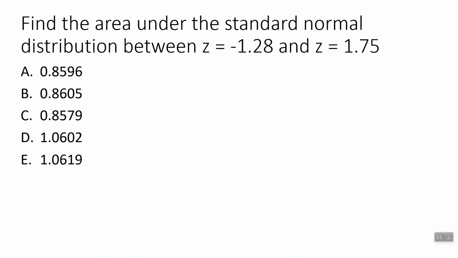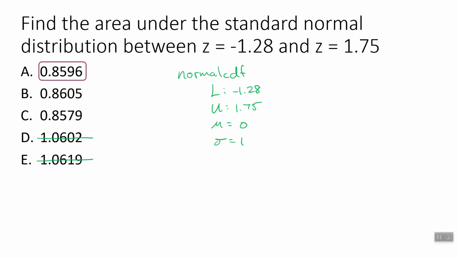All right, so here's another one. See if you can work that one out. All right, so you can draw the curve, but what we're going to end up putting in to our normal CDF is our lower bound is negative 1.28. Our upper bound is 1.75. Our mean is 0. Our standard deviation is 1. And we just put that in, and that should give us 0.85. Now, you should have been able to rule out 2 of these. We can't have an area bigger than 1 because the whole area is 1. So those are definitely out right from the start.